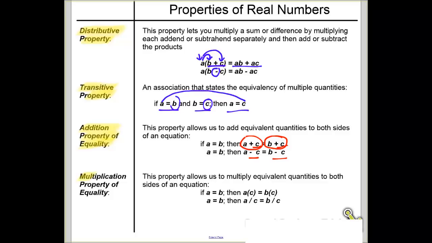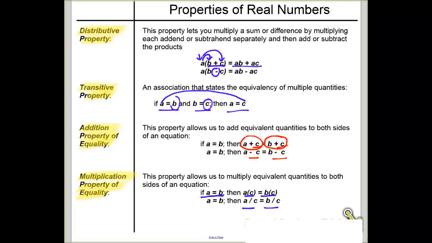And then of course we got the other property of equality for multiplication. The multiplication property of equality is just like the addition. If I have two numbers that are already equal to each other, and I then multiply each side by the same amount, so multiplying both sides by c, they will still be equal to each other. So that's the multiplication property of equality.